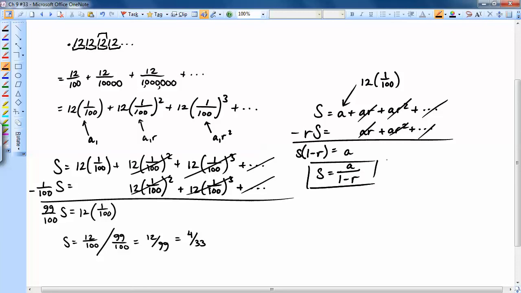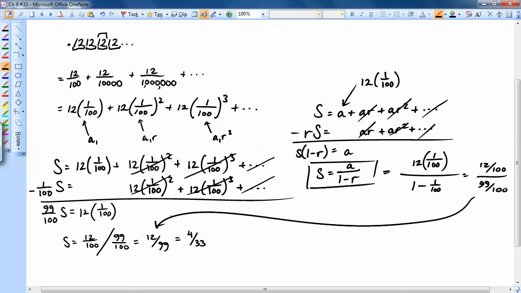And if you think about what that equals, well, a is not just 12, it's 12 times 1 over 100, remember. And 1 minus r is 99 over 100. And now I've got 12 over 100 divided by 99 over 100, which was the same thing that I had right here anyway.